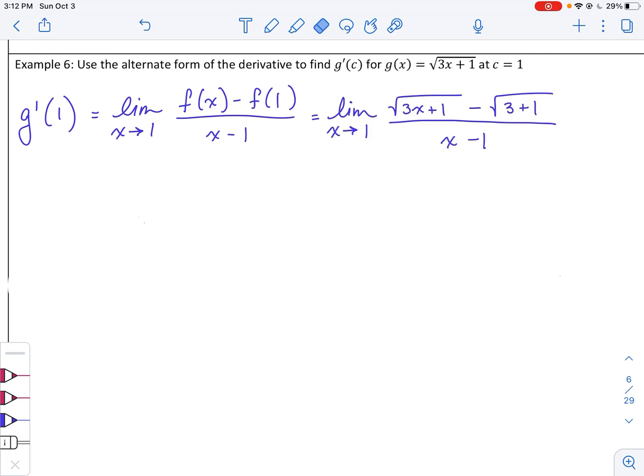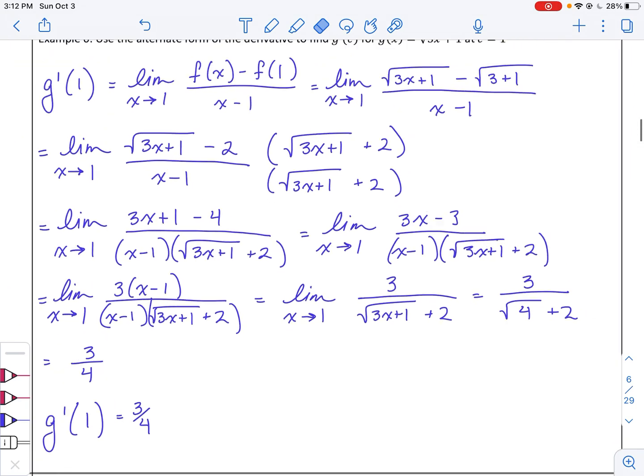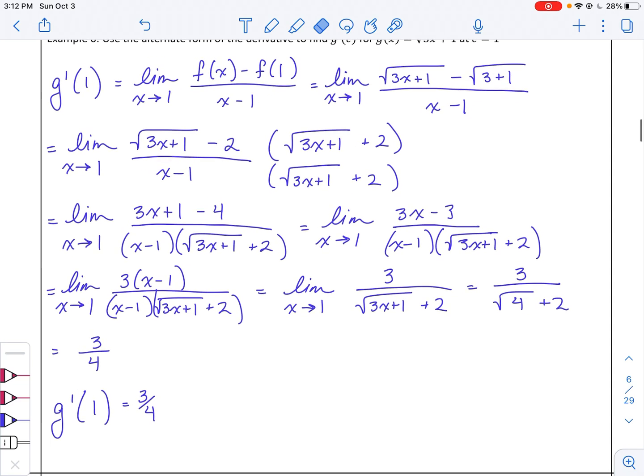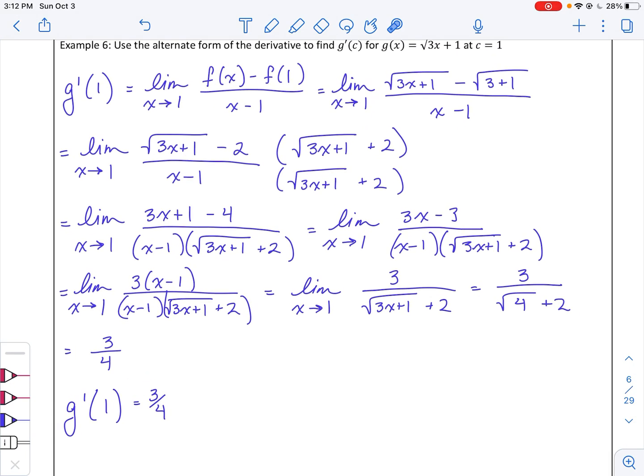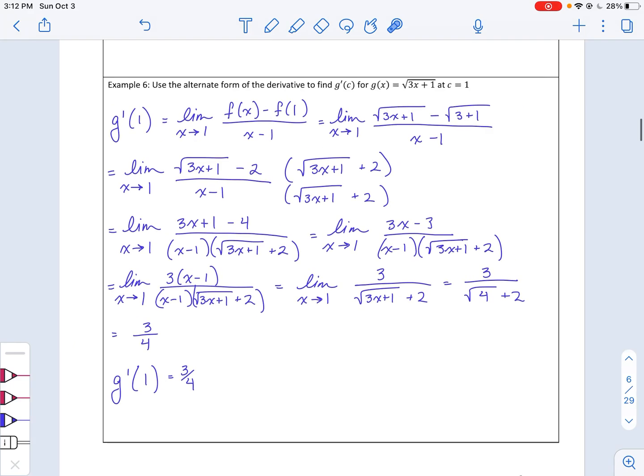All right, so now let's go ahead and look. This is your original setup, and then from here, we're going to finish manipulating. Hint: you're going to want to multiply so that you no longer have a radical in your numerator. Take a moment, maybe pause, read through it, make sure that your work matches up with mine. And so what we found is that the derivative of g at 1 is 3/4. The slope of the tangent line at 1 of g is 3/4.